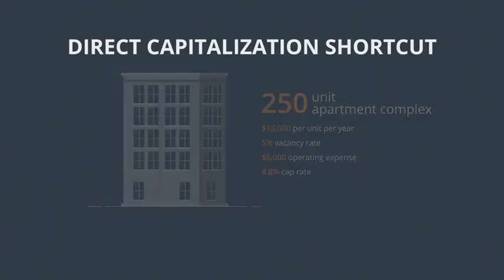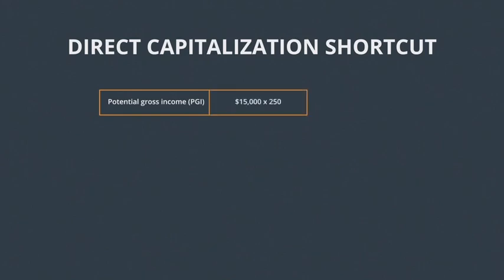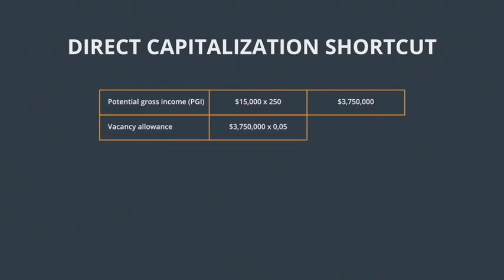In order to use the direct capitalization shortcut, you have to calculate the net operating income. Start by calculating the potential gross income, which is $15,000 per unit, times 250 units. This gives you a PGI of $3,750,000. To calculate the vacancy allowance, multiply the PGI of $3,750,000 by the vacancy rate of 5% to get $187,500.